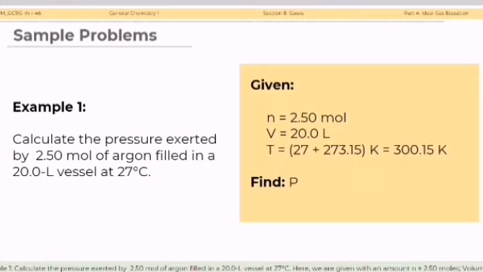Let's have example number 1. Calculate the pressure exerted by 2.50 moles of argon filled in a 20.0 liter vessel at 27 degrees Celsius. Here are the given: amount n is equal to 2.50 moles, volume is equal to 20.0 liters, and temperature is equivalent to 27 degrees Celsius or 300.15 Kelvin. What is asked is the pressure exerted by the gas, or P.